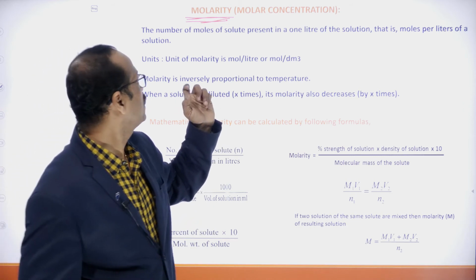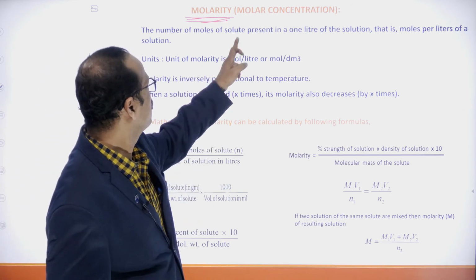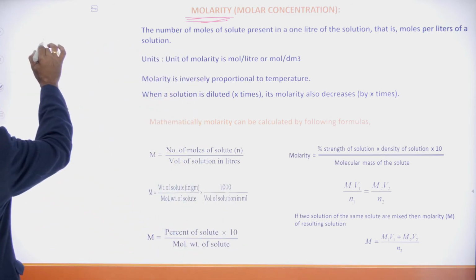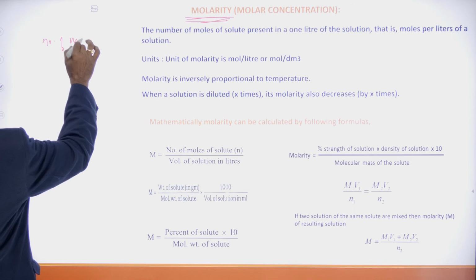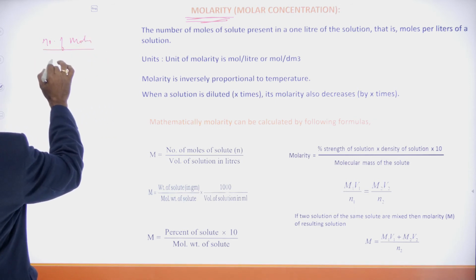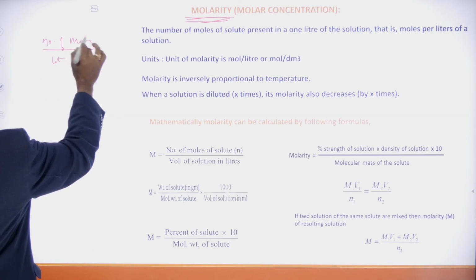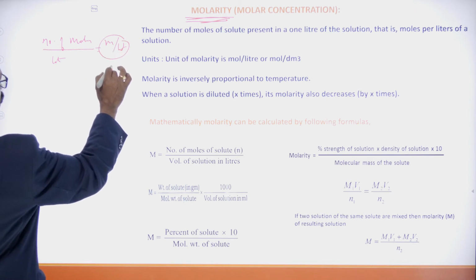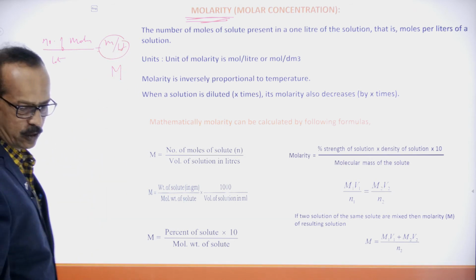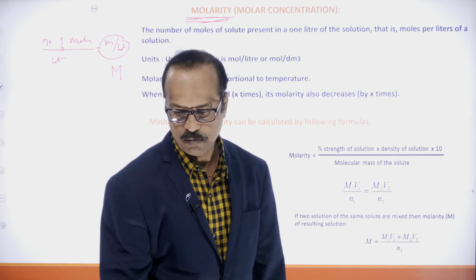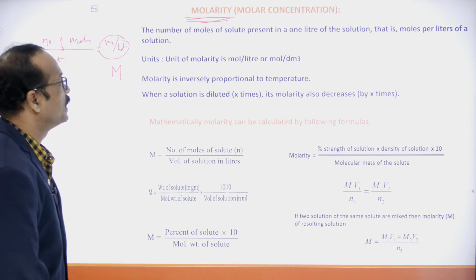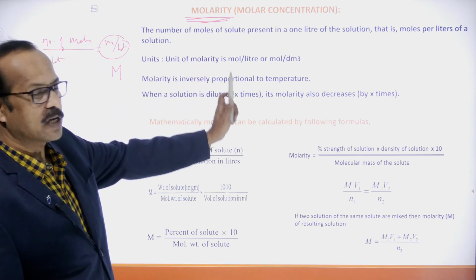Okay, so what are the units? Moles per liter, because it is the number of moles of solute by 1 liter of solution. So the unit is moles per liter. Simply, it is denoted by capital M also. So capital M means what? Moles per liter.